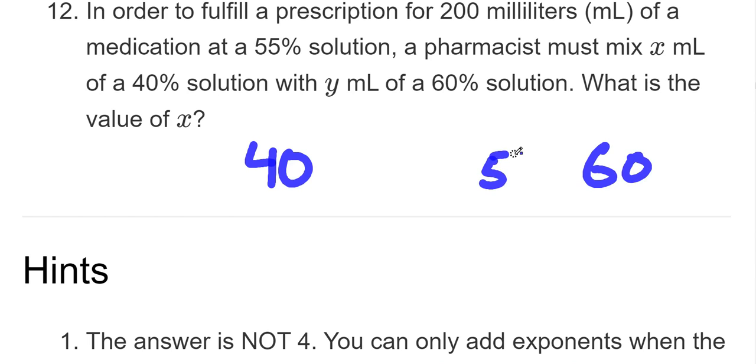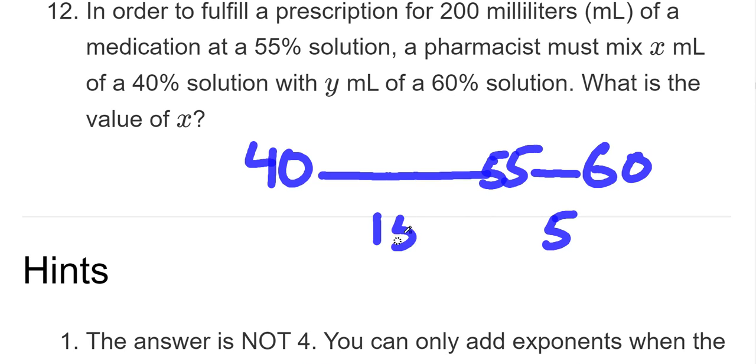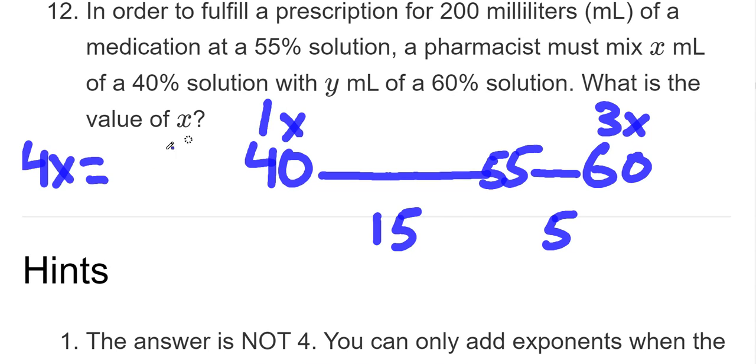Okay. So that means we must have more weight towards the 60 than the 40. So what do we get right here? We get 5, right? And we get 15. That means this times the weight here has to be this times the weight here. So if I make this 3, 5 times 3x is 15. This has to be 1x. Now, since I have 200 milliliters, I can just say 4x equals 200.